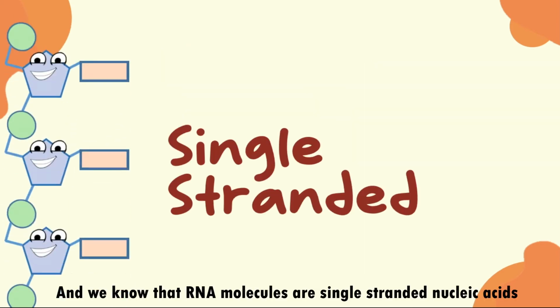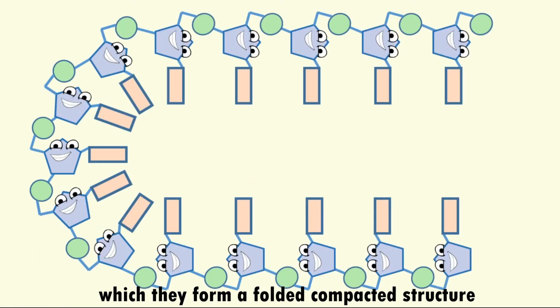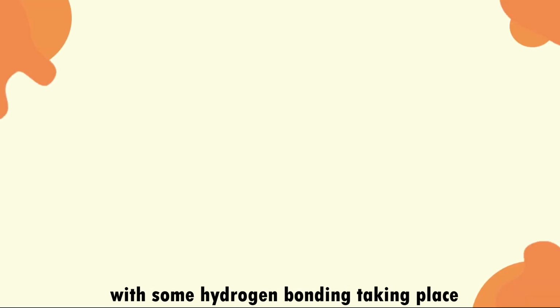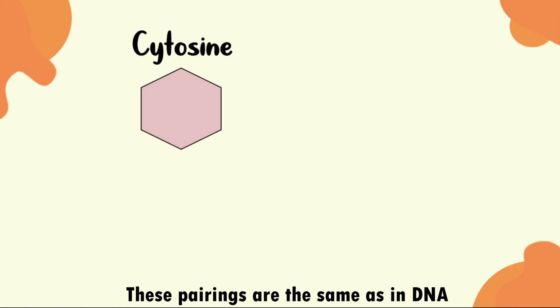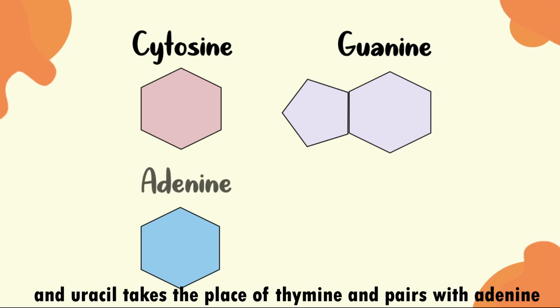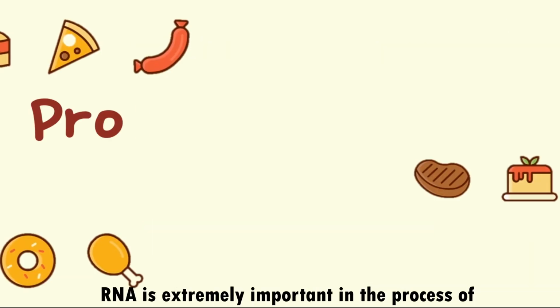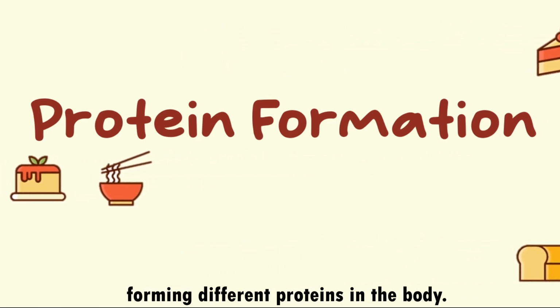And we know that RNA molecules are single-stranded nucleic acids which form a folded compacted structure with some hydrogen bonding taking place within base pairs of the molecule. These pairings are the same as in DNA. Cytosine and guanine are base pairs, and uracil takes the place of thymine and pairs with adenine. RNA is extremely important in the process of forming different proteins in the body.